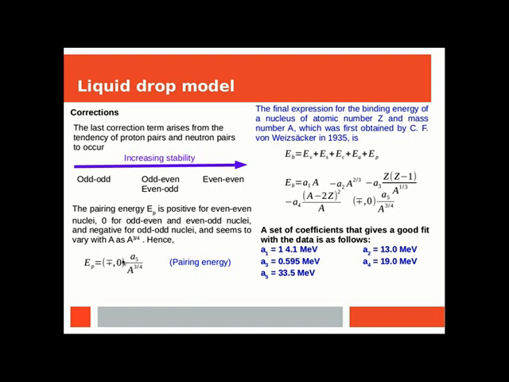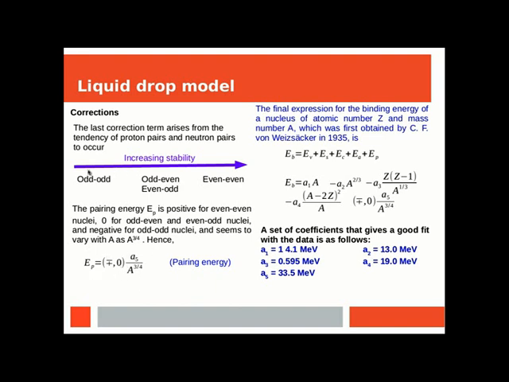Negative is when it is an odd-odd type of nucleus, which has an odd number of protons and an odd number of neutrons. Obviously, if both of them are odd, one unpaired neutron and one unpaired proton will be left behind. If it has an even number of protons and neutrons, the pairing energy will be positive. If however one of them is odd and the other one is even, in that case the pairing energy shall be zero. Why shall it be zero?